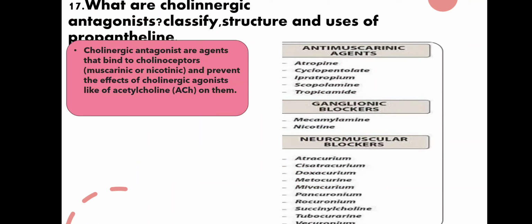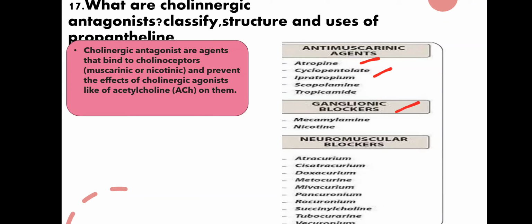What are cholinergic antagonists? Classify, structure and uses of propantheline. Cholinergic antagonists are the agents that bind to cholinoreceptors, for example muscarinic and nicotinic. They will prevent the effects of cholinergic agonists like acetylcholine. The main function of acetylcholine: it will decrease the heart rate. Cholinergic antagonists will stop the function of acetylcholine. Simple. Anti-muscarinic agents like atropine, cyclopentolate, for example.